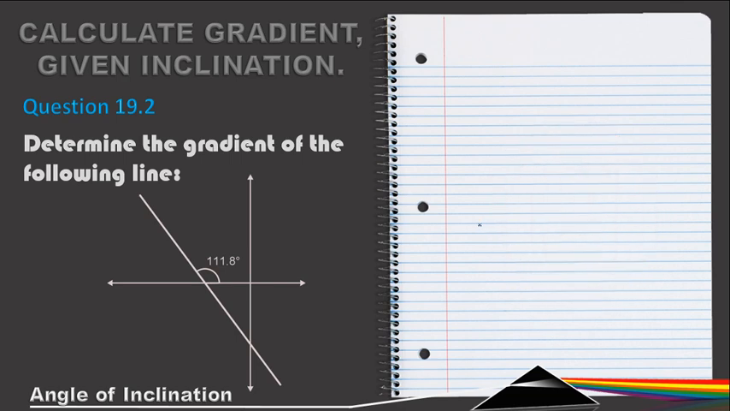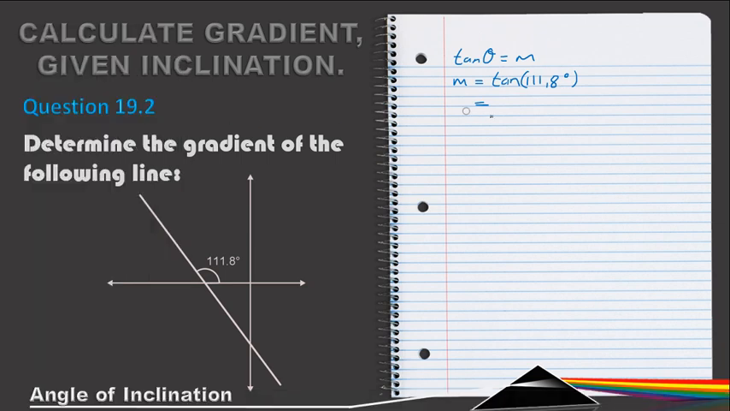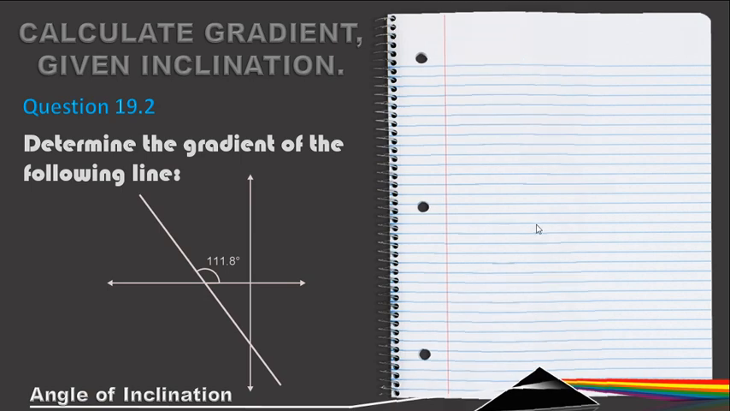Now for question 19.2, we have this angle. Once again, I just say tan theta is equal to gradient. So gradient is equal to tan of 111,8 degrees. And calculating that, we have tan 111.8. And that gives me negative 2,5. And then that's done.